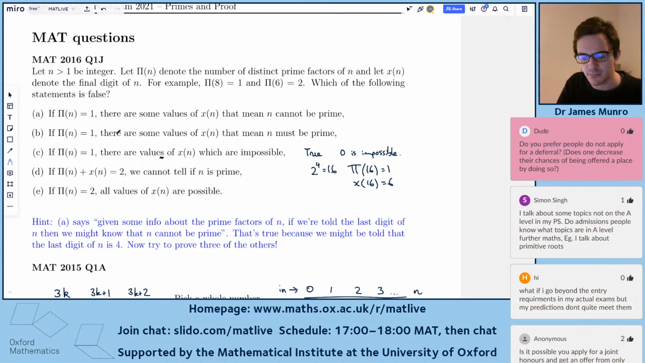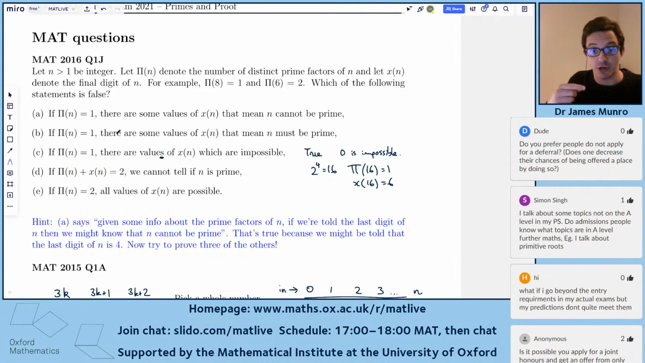I'm not going to say that decreases your chance, because you've also got the option of applying the next year and then doing it without that effect. But there is an effect that if we're offering you a place for a cohort where we haven't seen most of the applicants for that cohort, we want to make sure that you can be a good student on that cohort.